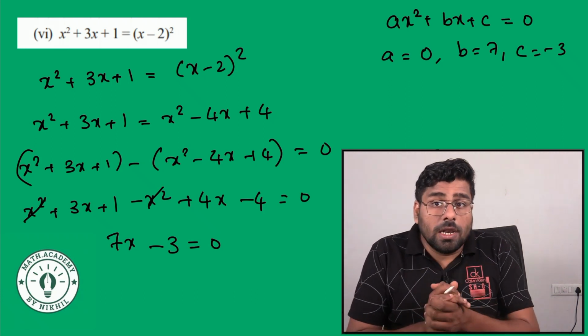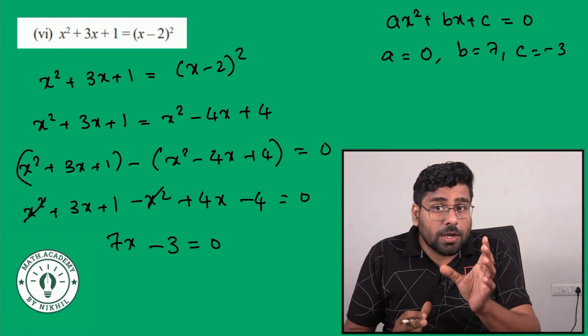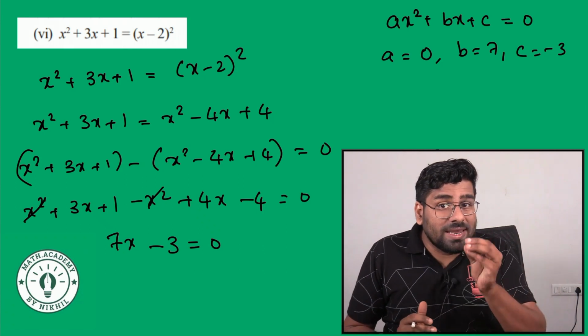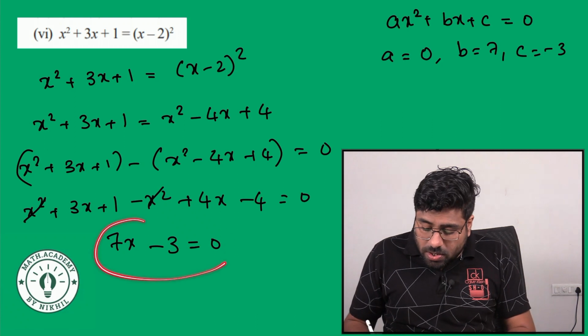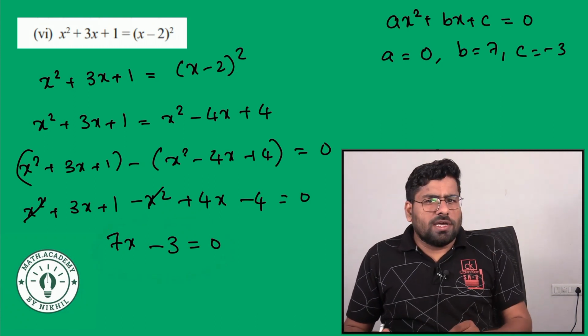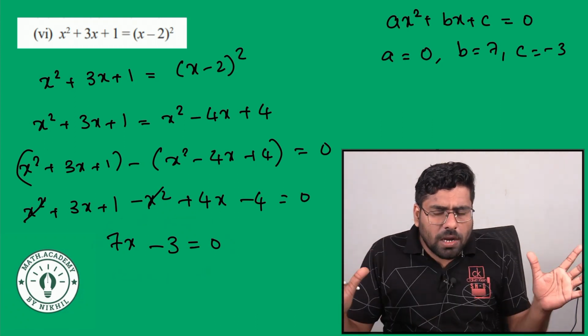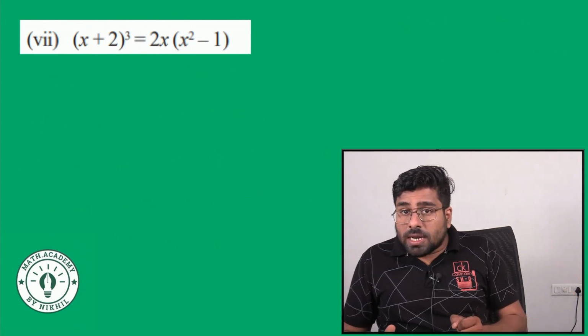By looking at the expression where you don't have an x square term, you can easily say that the equation is not a quadratic equation. Clear, everyone? I hope the logic is very much clear. Shall we move on to the next question?